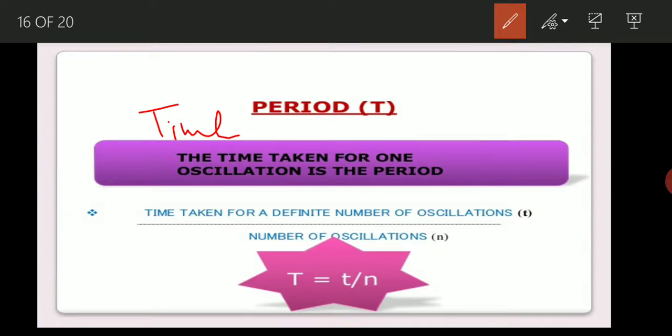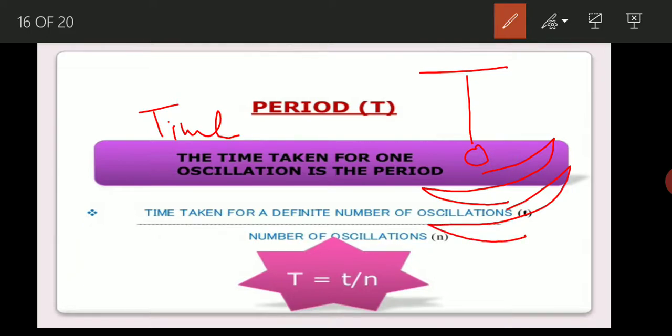As I have told you, suppose that this is the simple pendulum. If it is showing one oscillation, and then again two oscillations, and then again three oscillations, in this way, the time taken for one oscillation, in completing one oscillation, whatever the time is taken, this is known as time period. Clear?